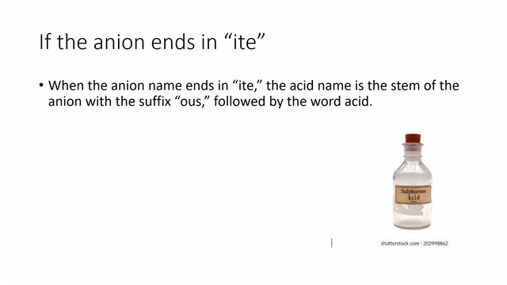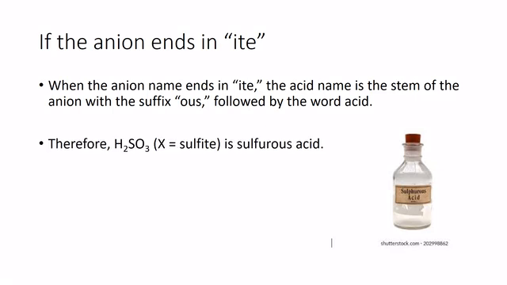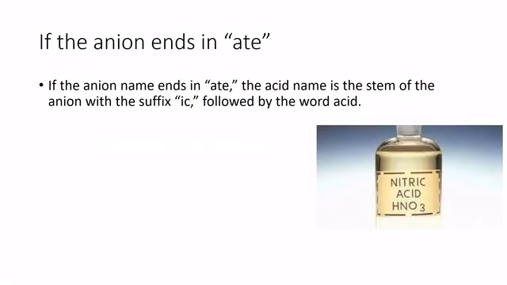If the anion ends in ITE, what's going to happen now is we're going to take the stem of the anion followed by OUS and then acid. For example, H2SO3, SO3 2- is a sulfite anion, therefore we have sulfurous acid. And finally, if the anion ends in the letters ATE, then we take the stem of the anion with the suffix IC followed by the word acid. So for example, HNO3, NO3 is a nitrate anion, therefore we have nitric acid.